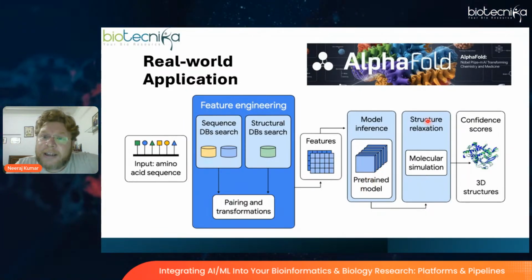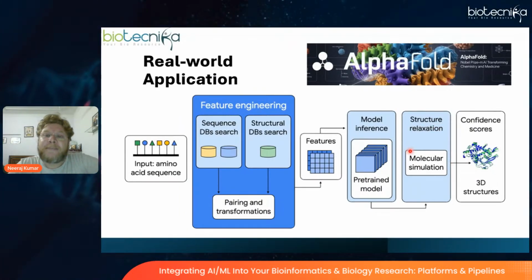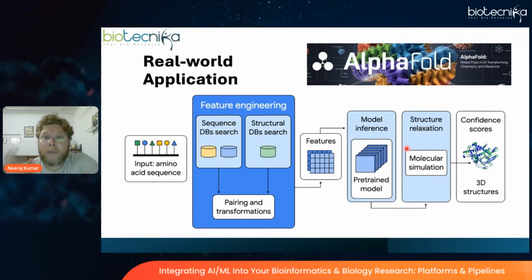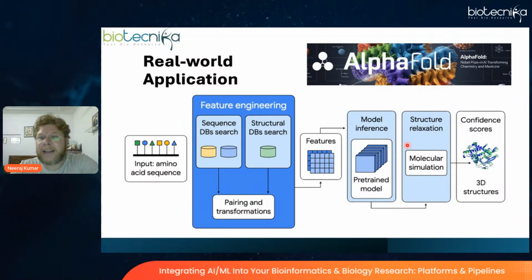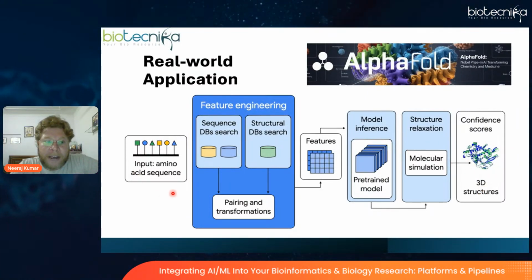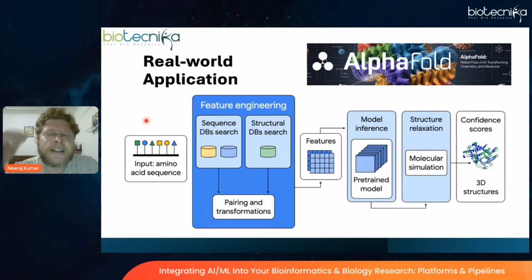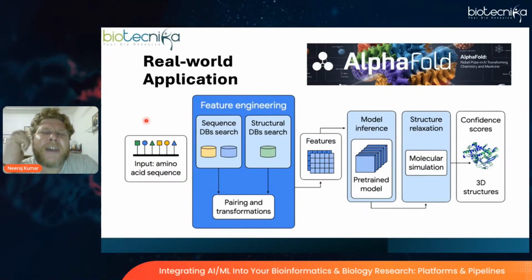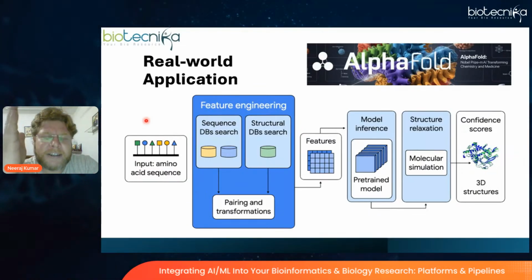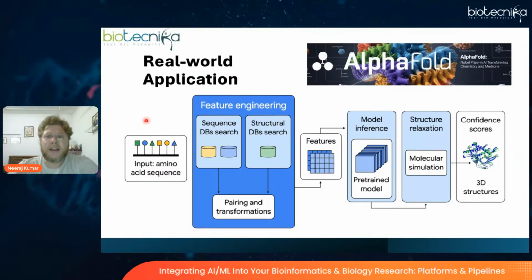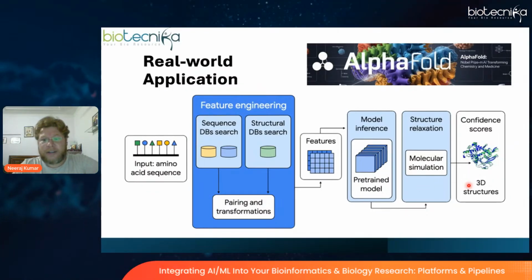Then further, that is called the structure relaxation. Here molecular simulation is run to optimize the structure, and then it produces the 3D structure of a particular protein sequence, that is the amino acid sequence. So we have just given the one letter codes of amino acids, and now we have the 3D structure. So that is how AlphaFold works.